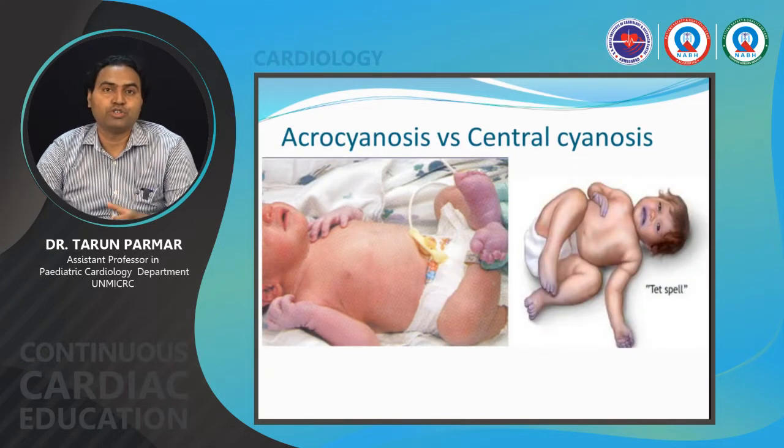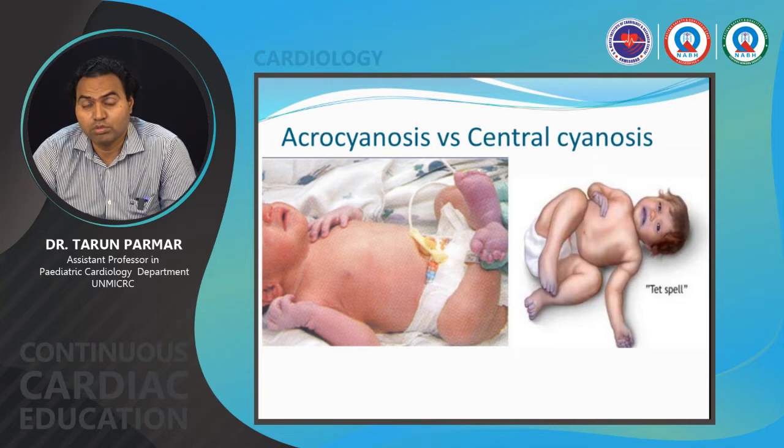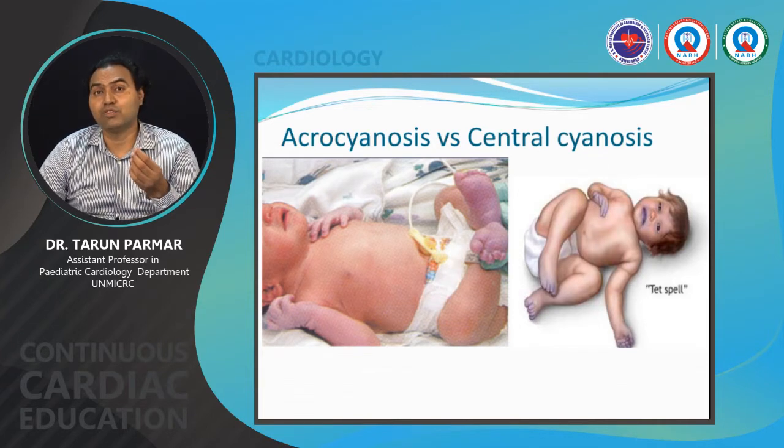So this is the pictorial representation of what is acrocyanosis and central cyanosis. Acrocyanosis, or peripheral cyanosis, is when the periphery, the hands and feet, are cyanosed, but the tongue, lip and nail beds are pinkish. This is the situation where the neonate has hypothermia and vasoconstriction. During this, the patient has peripheral cyanosis, but central cyanosis occurs in the cyanotic CHD patient when you can clearly see the lip and tongue cyanosed. This another picture shows the baby during a TET spell.